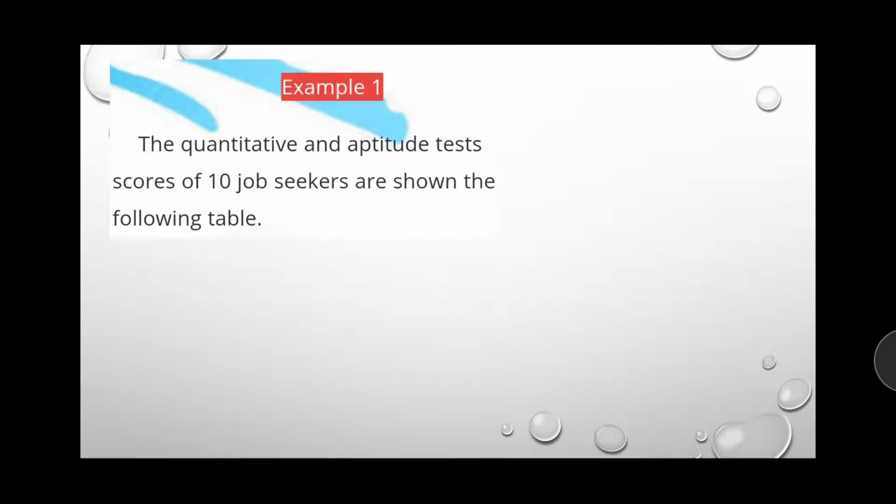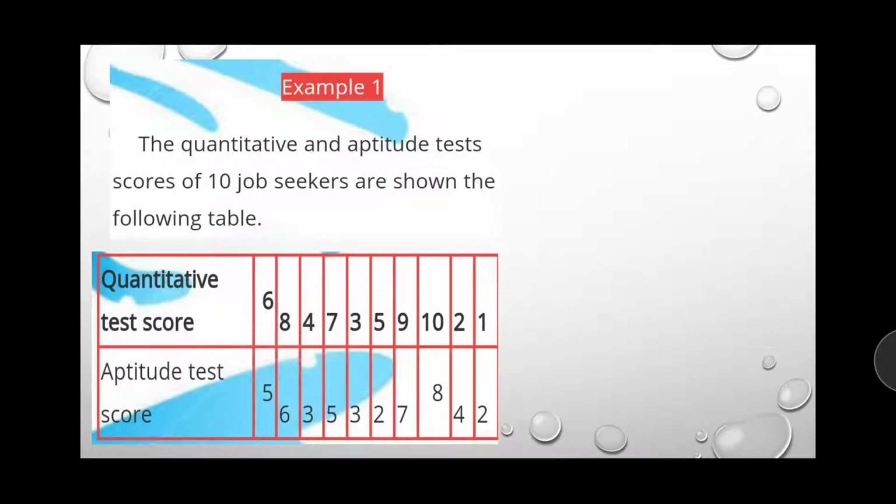Let's take an example very fast and look at it to buttress our points. The quantitative and aptitude test scores of 10 job seekers are shown in the following table. Okay, now, that's the table you are seeing on the screen. We are given tables, quantitative test score.